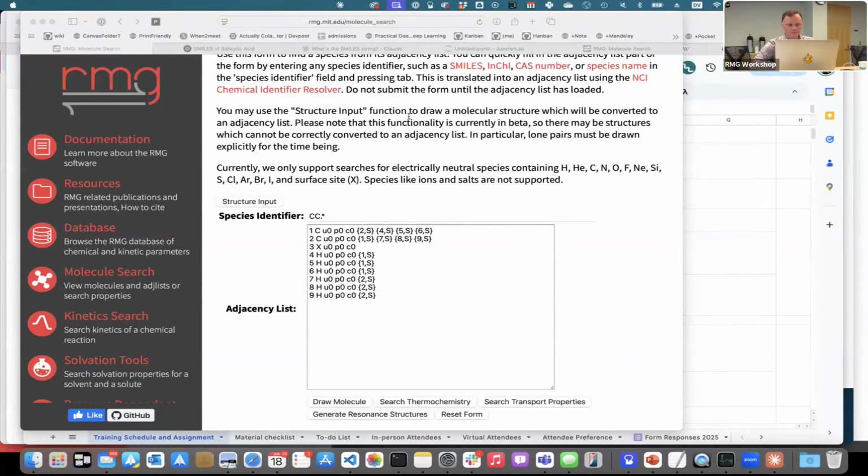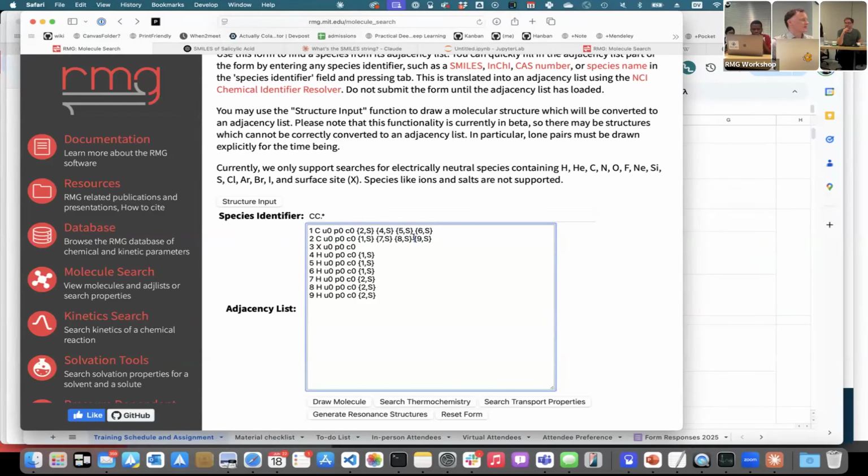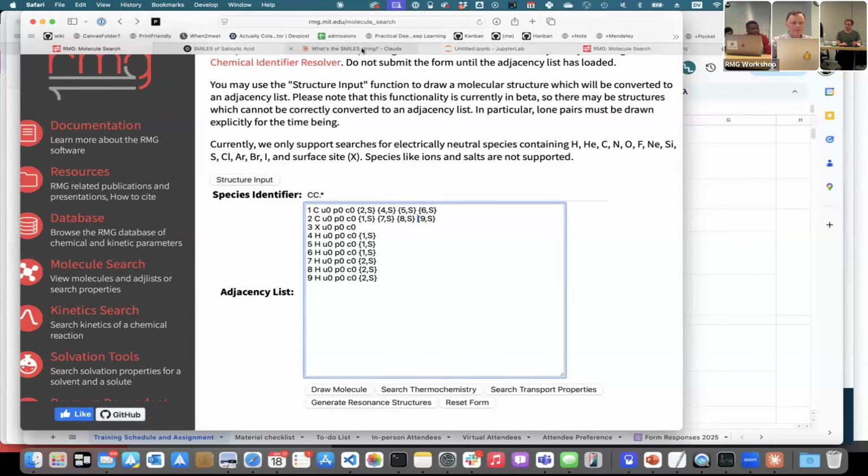Did I understand it right that all these different species identifiers like SMILES, adjacency list, and so on are equal? So I only need to use one of them, and then RMG is translating the others. Yes, RMG can translate. The adjacency list is most specific, and you definitely get what you asked for. The other ones, it's worth checking that you got what you expected to get.